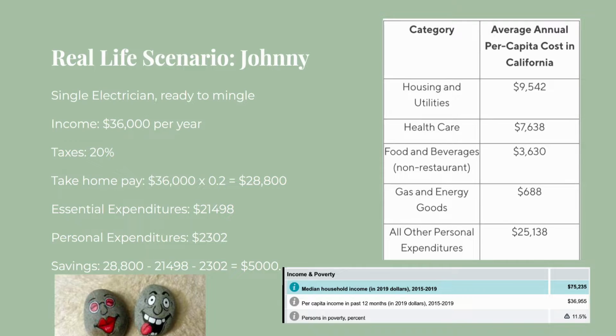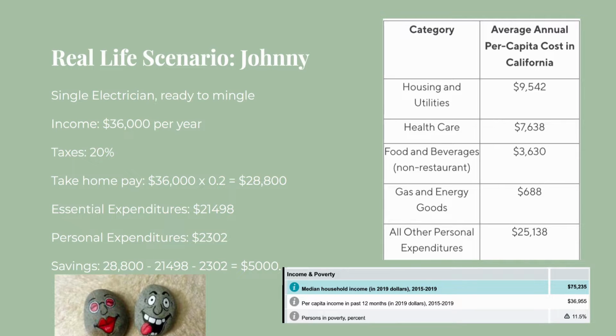From the take-home pay, we need to account for expenditures to see how much Johnny is saving. So if we look at the categories over here, housing and utilities account for $9,542, healthcare, food and beverages, gas, and energy goods. I counted that as an essential expenditure, so this adds up to $21,498.